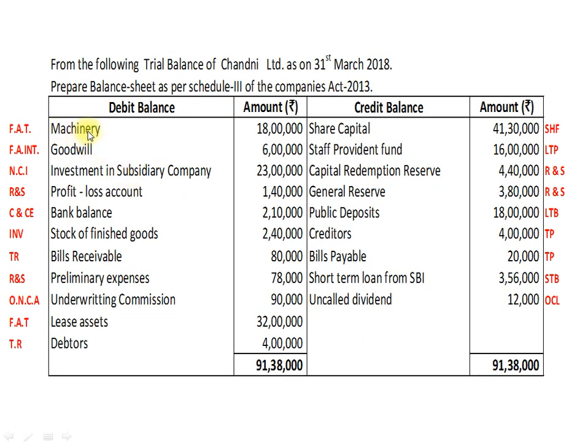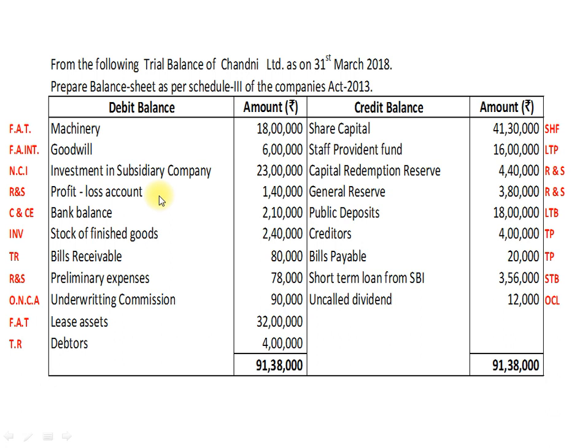First of all, machinery. On debit balance, machinery will be recorded on asset side as a fixed assets tangible. Goodwill will be recorded on asset side as a fixed assets intangible. Investment in subsidiary company. Dear children, this is our long-term investment and it will be recorded on asset side as a non-current investments.